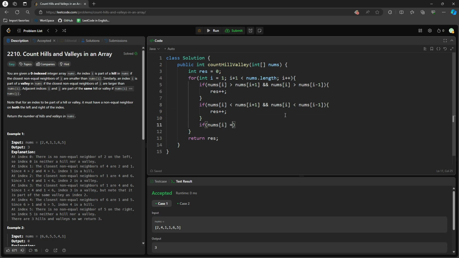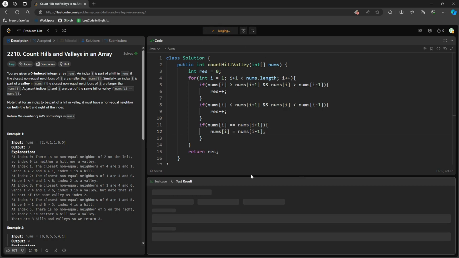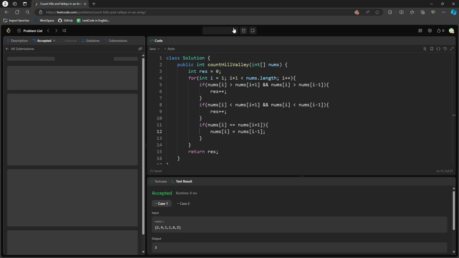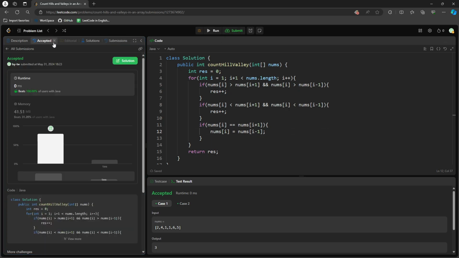And again, if nums at i is equal to nums at i plus 1, you want to reset nums at i equal to nums at i minus 1. So this is a trick. It should be doable. Okay, so that will be it.